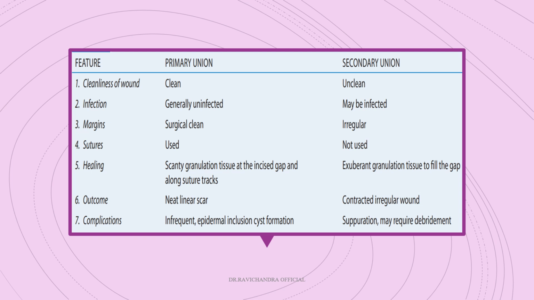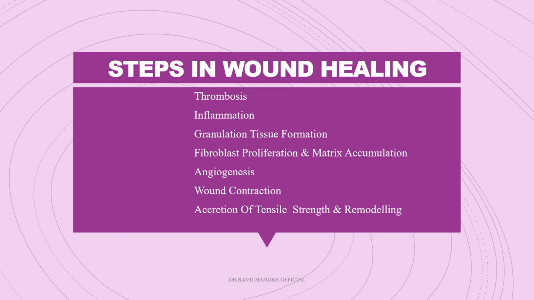There will be a neat linear scar as an outcome of the primary union, whereas there will be a contracted irregular wound as the outcome in secondary union. Complications of a primary union will be infrequent. There will be a chance for epidermal inclusion cyst formation, whereas in secondary union there may be a separation and it may require debridement. So healing by primary intention and healing by secondary intention is over.